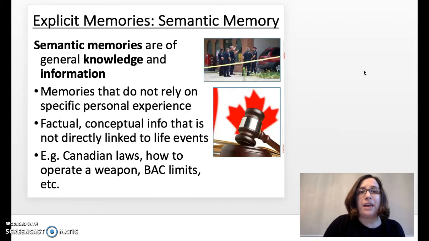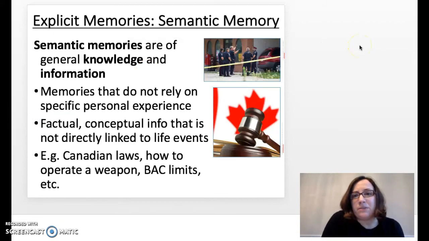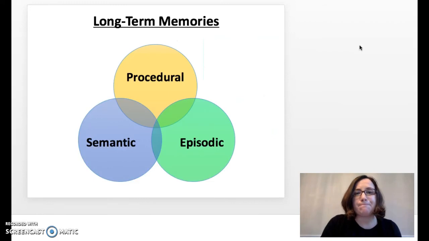Semantic memories, on the other hand, are our memories for specific pieces of information or knowledge, not necessarily tied to a personal experience. So this is going to be the factual information that would be required, for example, of a specific professional or something like that.